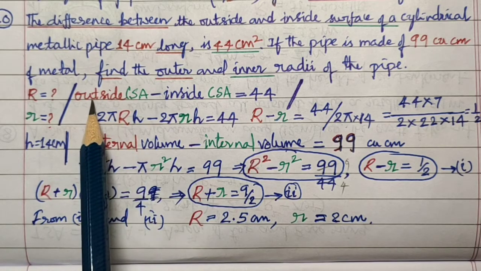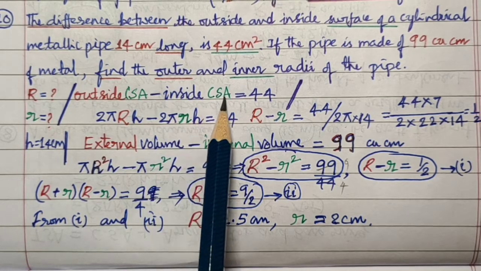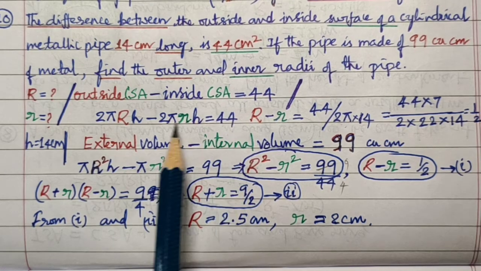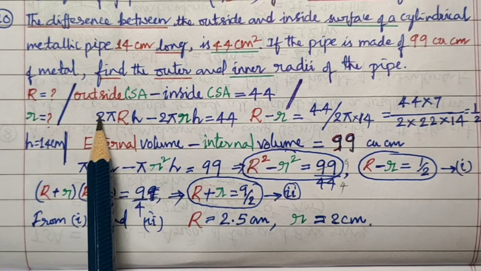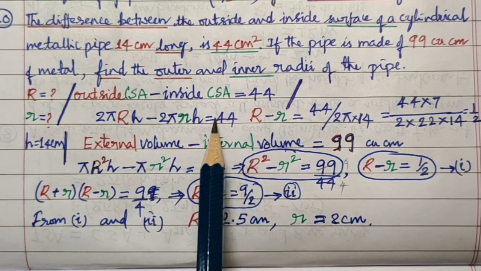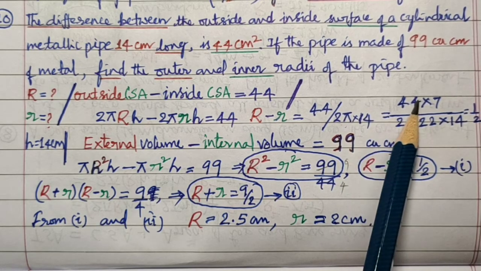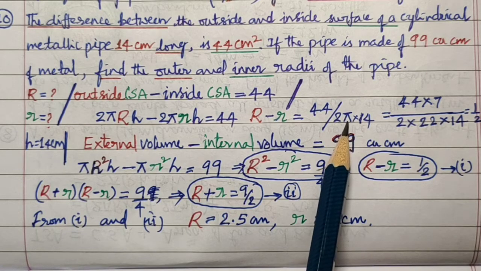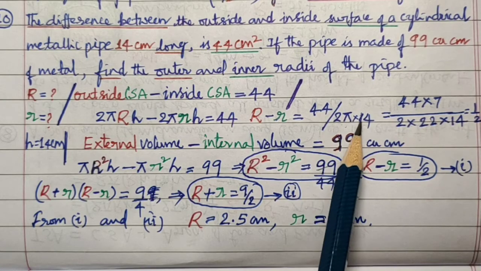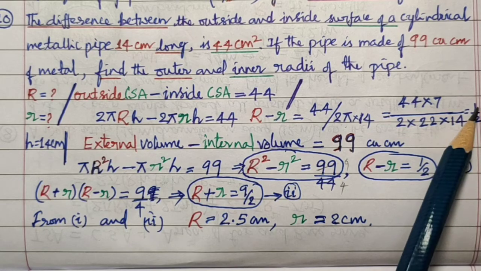2 pi Rh is the outside curved surface area, minus the inside curved surface area 2 pi rh, is equal to 44. We can take 2 pi h as common, and we are left with R minus r. R minus r is equal to 44 divided by 2 pi h, where h is 14. Pi is 22 by 7, so 7 goes up, 44 into 7 divided by 2 into 22 into 14, that is equal to half. R minus r, we got it as half.